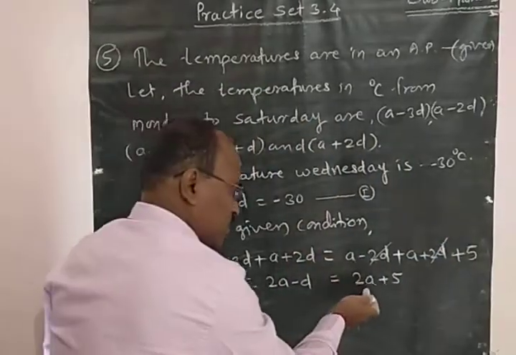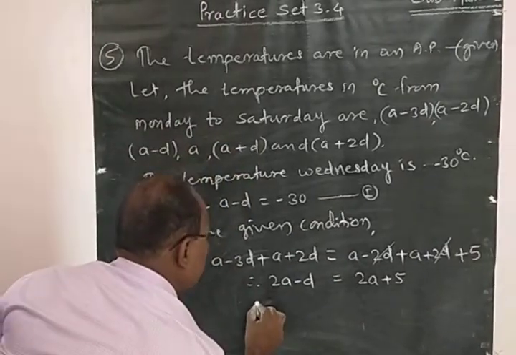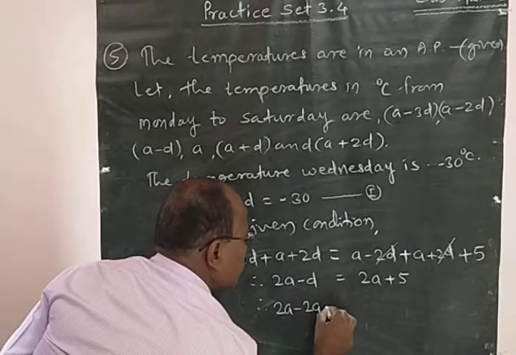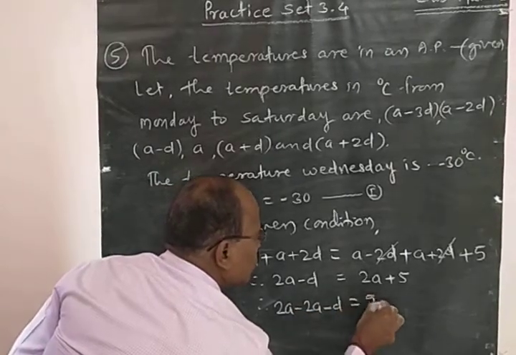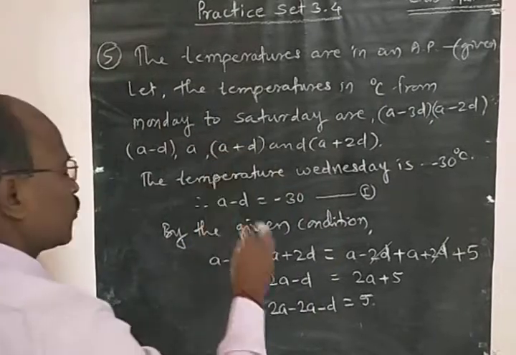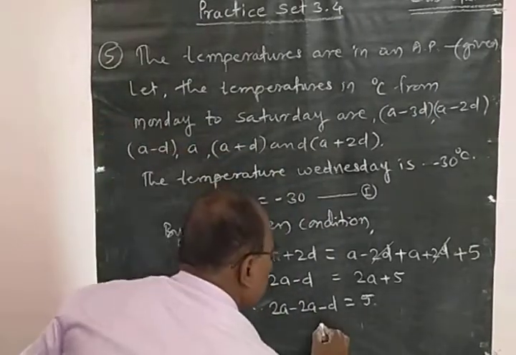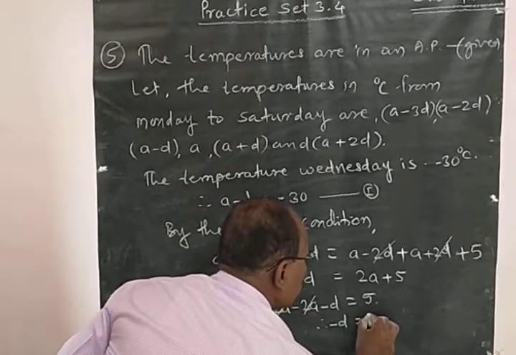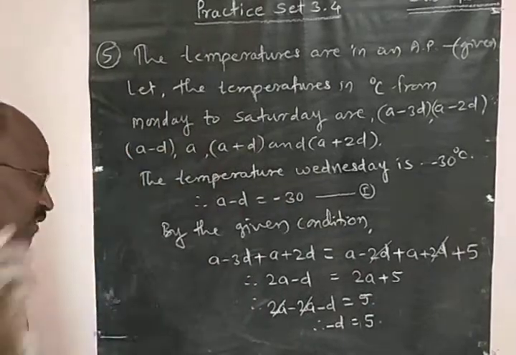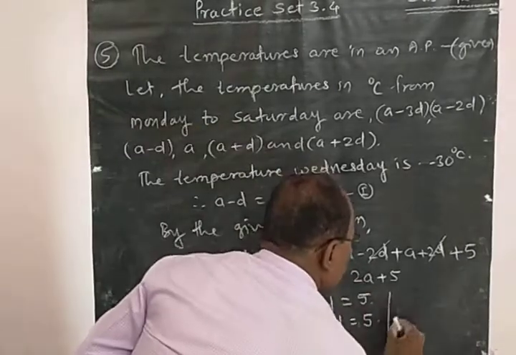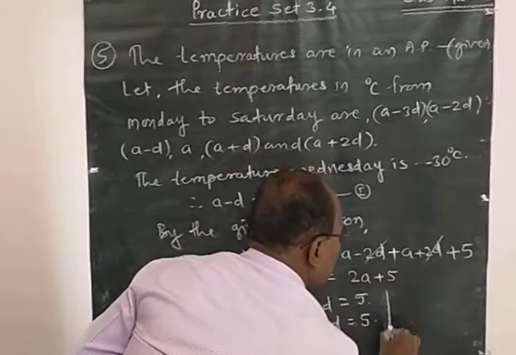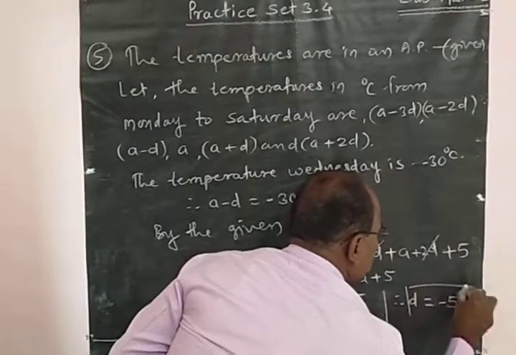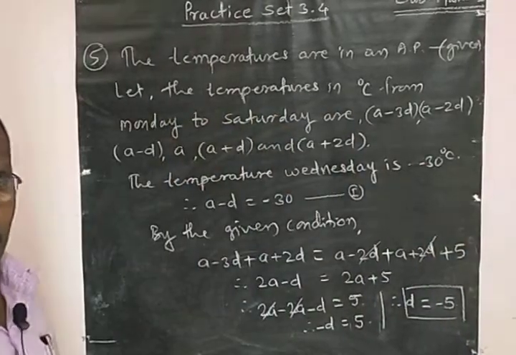Take this 2a to this side, it becomes minus 2a, so minus d is equal to 5, because the 2a cancel. Minus d is equal to 5 means d is equal to minus 5. It is the common difference d.